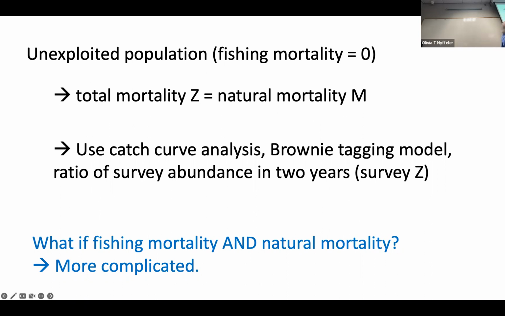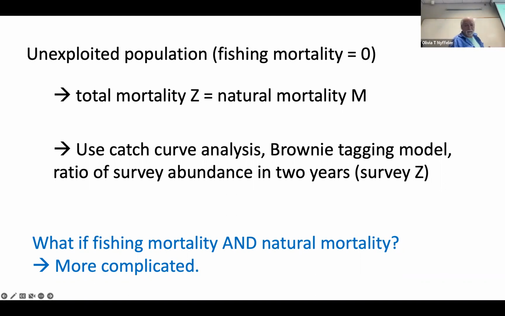So for a long time, most of what we knew about natural mortality was, well, if we could study unexploited stocks or stocks that were lightly exploited, that would give us some idea of natural mortality. But that begs the question: what if there's natural mortality and fishing mortality going on at the same time? Well, now it's more complicated. You can get the total mortality rate pretty easily from a catch curve or a tagging study, but now you have to apportion it. Some of that is fishing mortality, some is natural mortality.